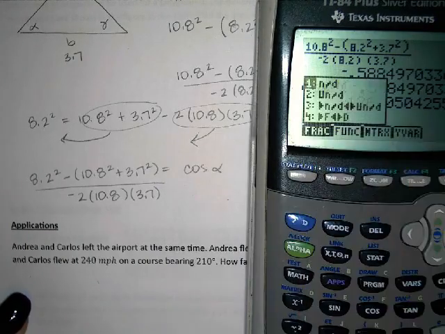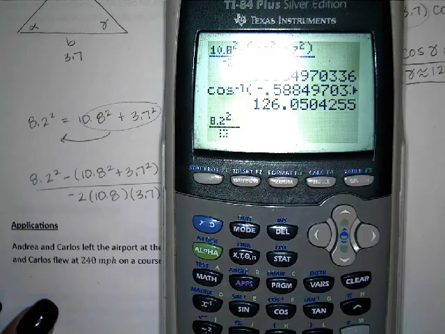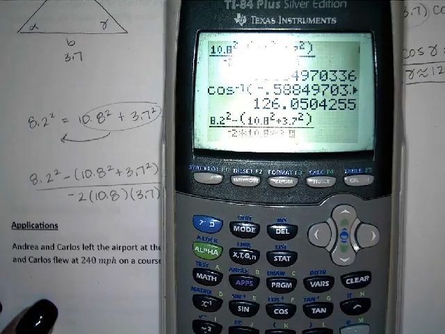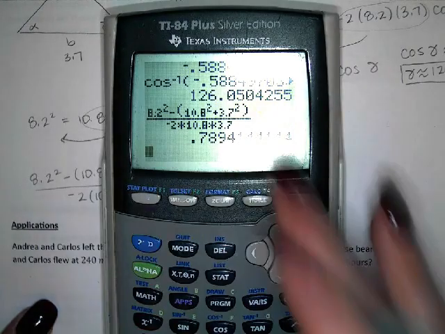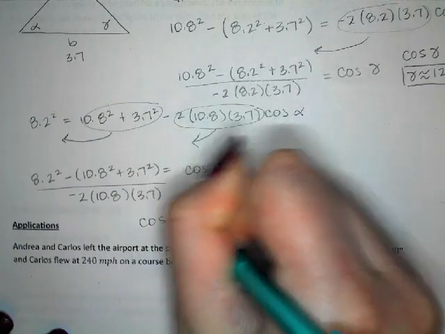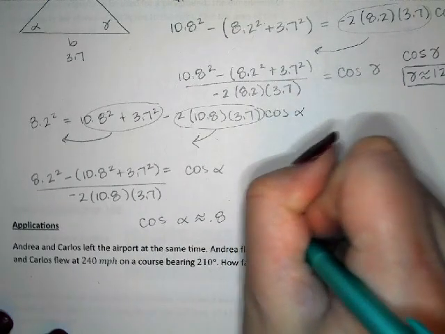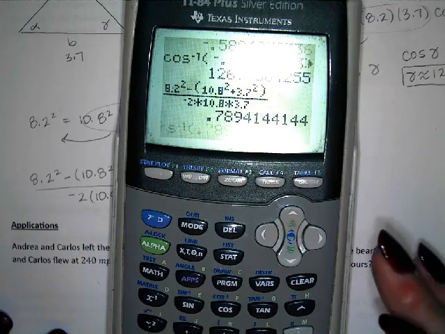So I have 8.2 squared minus 10.8 squared plus 3.7 squared, divided by -2 times 10.8 times 3.7. So I end up getting cos alpha is this decimal, and the decimal should be between -1 and +1, so that's a good sign. Cos alpha is approximately 0.8. So alpha is 37.9.